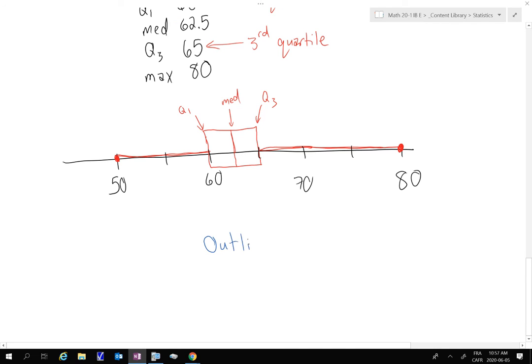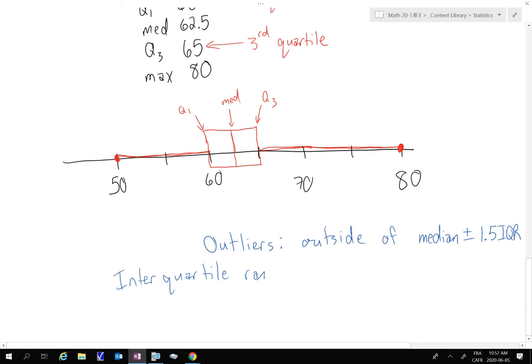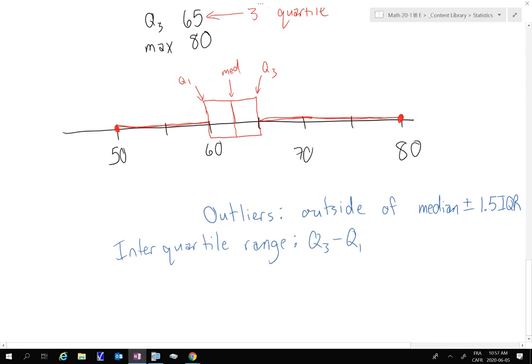So outliers are values that are outside of the median plus or minus 1.5 times the interquartile range, which I'll call IQR. The interquartile range is simply Q3 minus Q1. Remember, the range of a distribution was the maximum minus the minimum. The interquartile range is the third quartile minus the first quartile. So in this case, 65 minus 60, the interquartile range is 5.